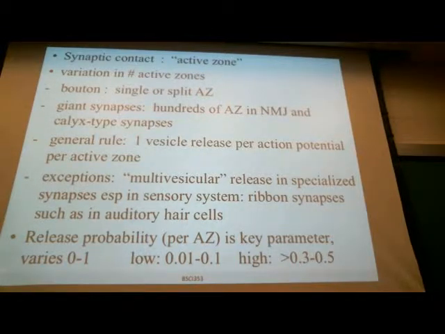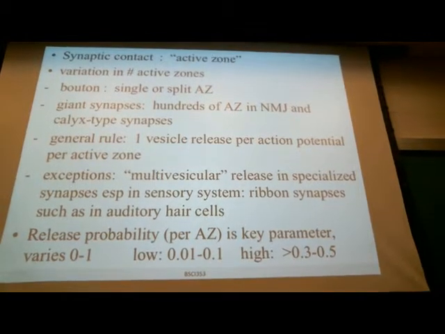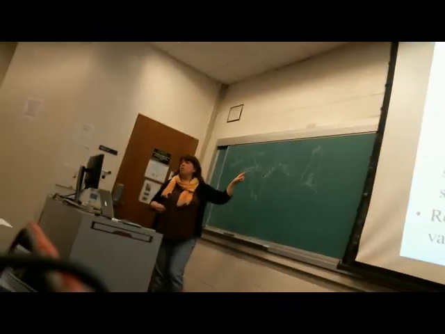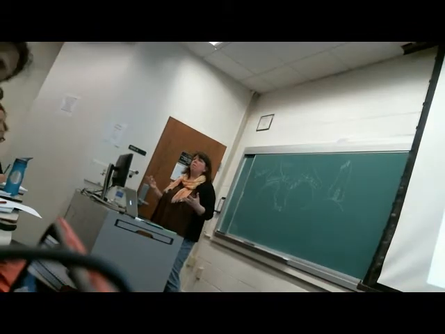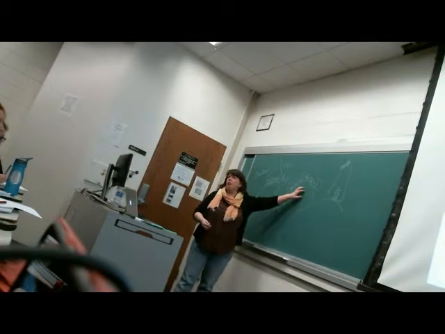And so the point is that you're getting a lot of integration. You need lots of common input in order to activate the cell. On the other hand, when you have something like this, you typically tend to have a fairly high release probability. But you can imagine if you've got hundreds and hundreds of active zones, you're going to get some release, even if the release probability is kind of low. So these are what we would consider high fidelity synapses, right?